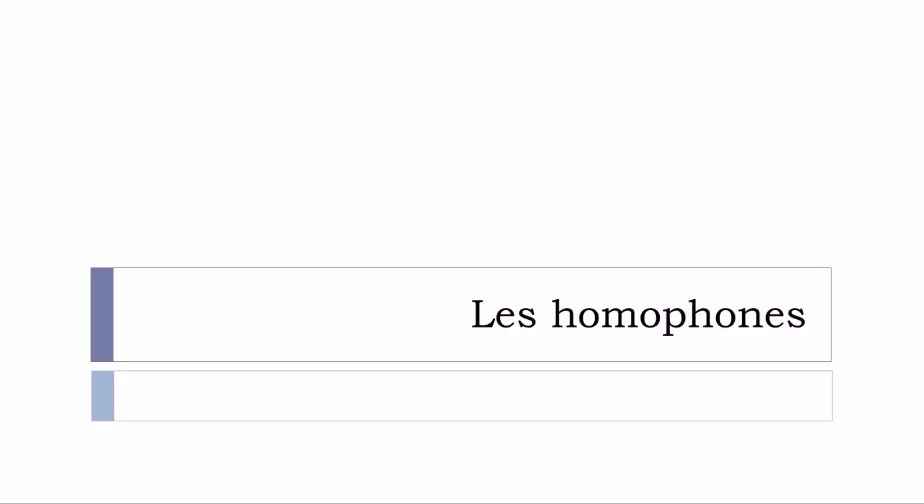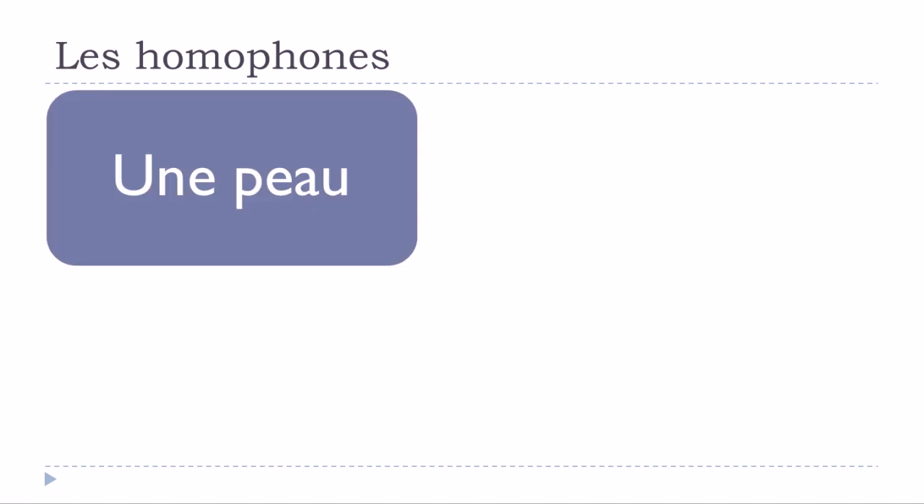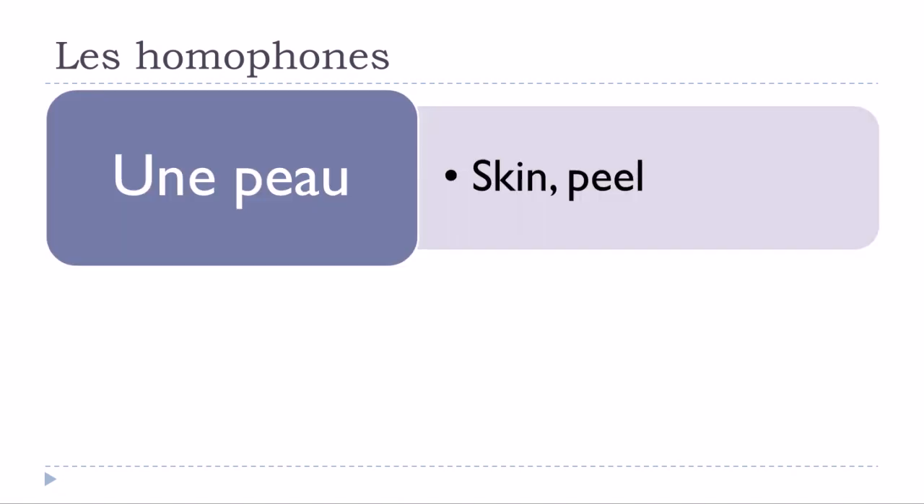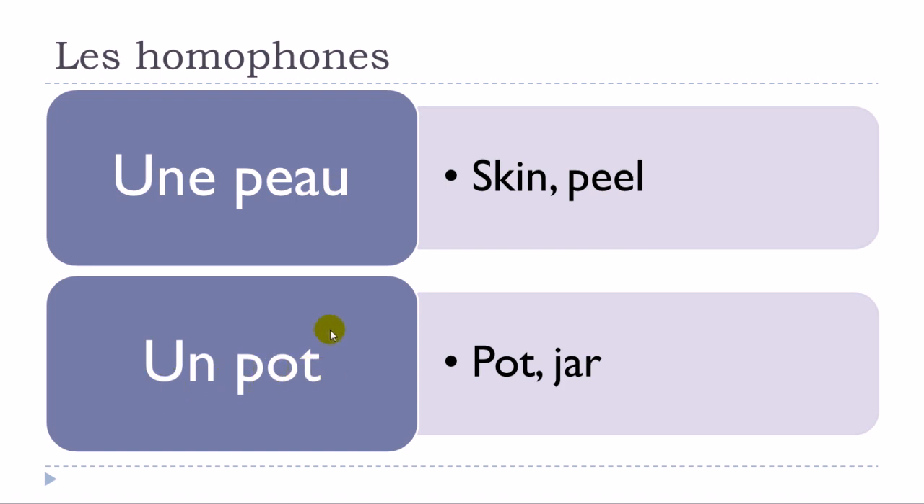Les homophones, so it's the fourth video covering this topic. Remember, we're talking about words that are pronounced the same way but written differently, and of course the meaning is different. Okay, so we'll see 10 of them in this video. So let's start with the first one. Une peau. And here you have the meaning in English. Un pot. Okay, so une peau, un pot.